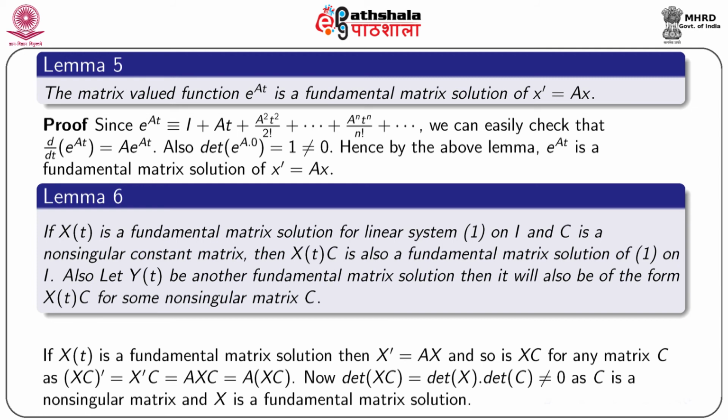If x t is a fundamental matrix solution, then x dash equal to A x, and so is x into C for any matrix C, as x C dash is equal to x dash C is equal to A x into C is equal to A into x C. Now, determinant x C is equal to determinant x into determinant C, which is not equal to 0, as C is a non-singular matrix and hence x C is a fundamental matrix solution.